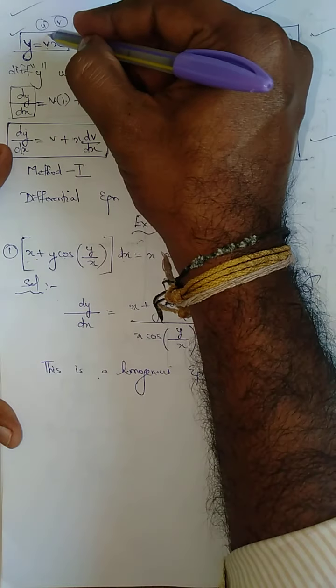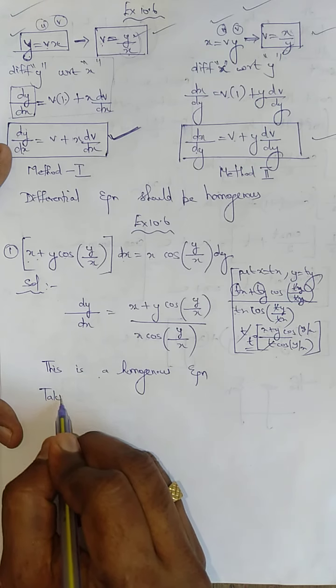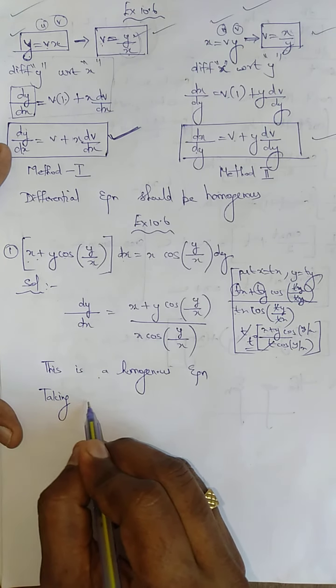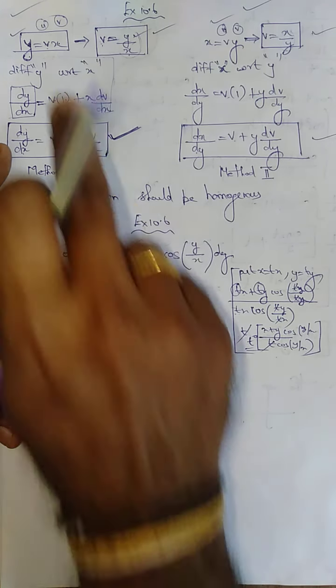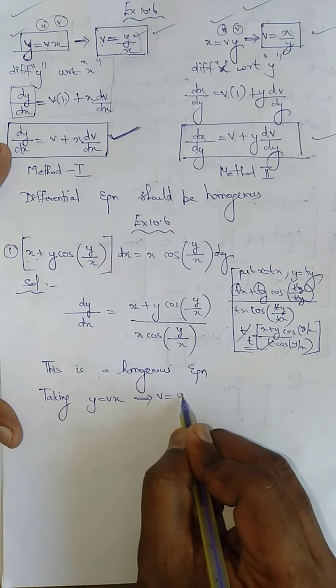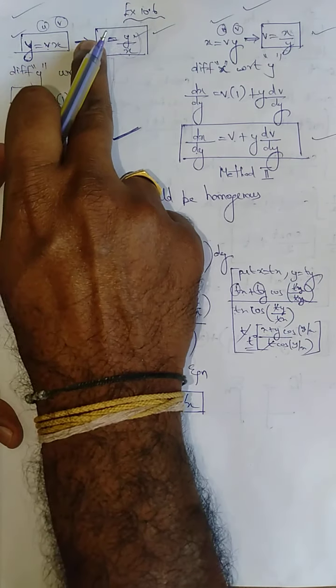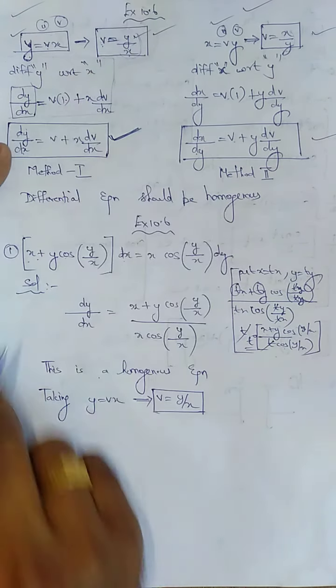Because of y by x, I am going to put y equal to vx. If y is equal to vx, then v is equal to y by x. This is a must. Taking y equal to vx means v equals y by x.